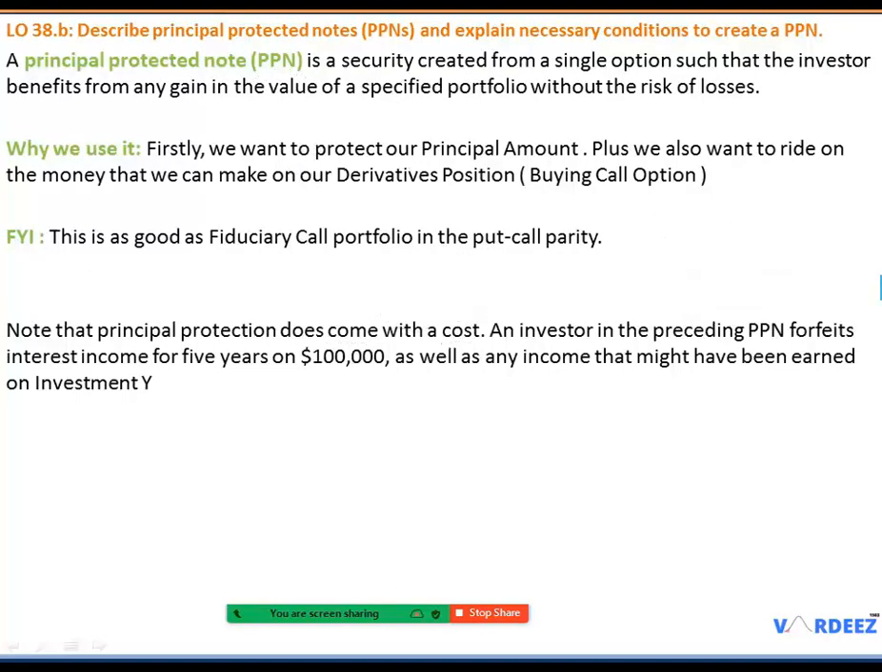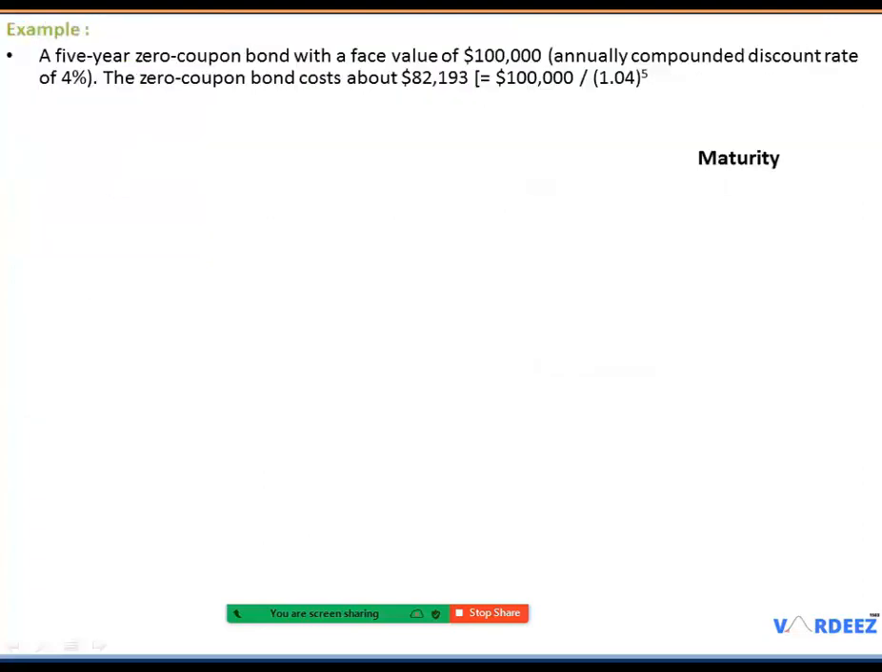Now let's take an example here. Suppose we have a 5-year zero coupon bond with a face value of $100,000 and an annually compounded discount rate of 4%. With a zero coupon bond, we know that this is time zero, and it's a 5-year zero coupon, so let's say this is a 5-year period.